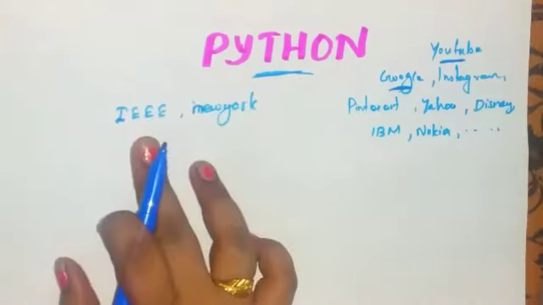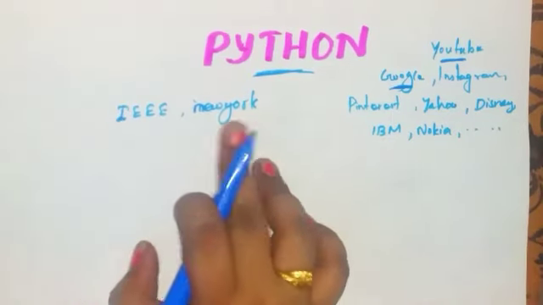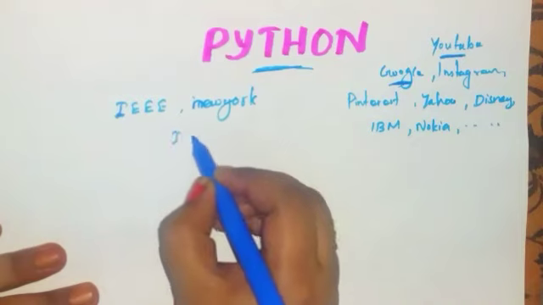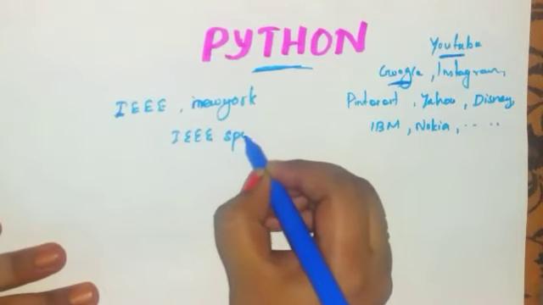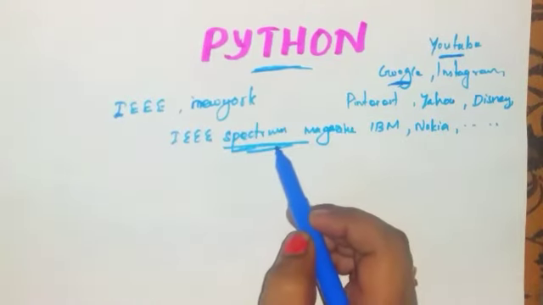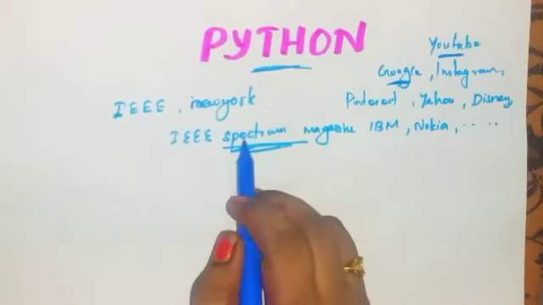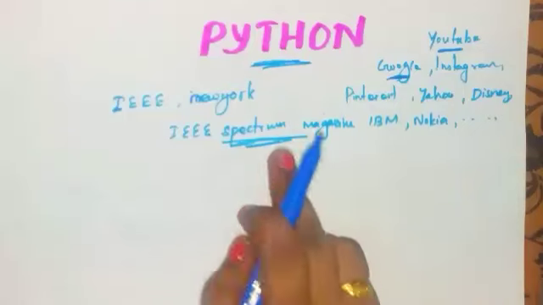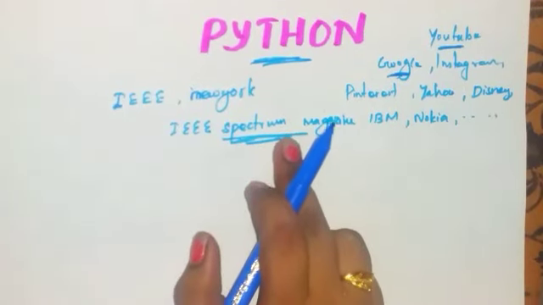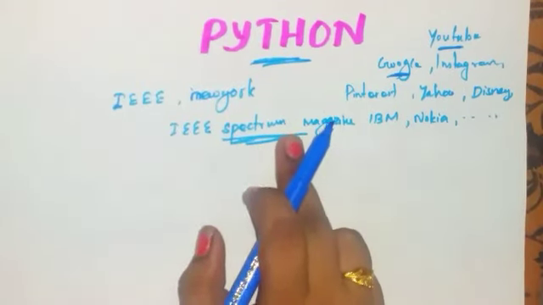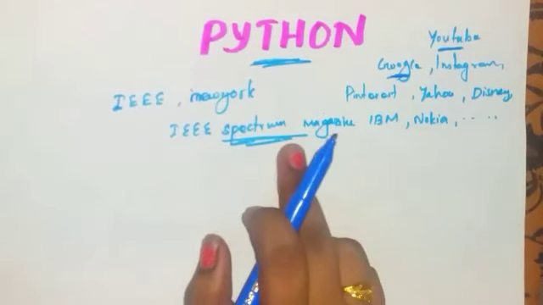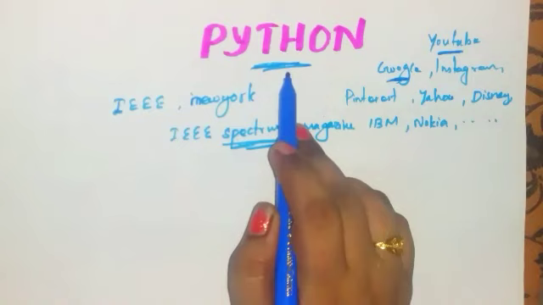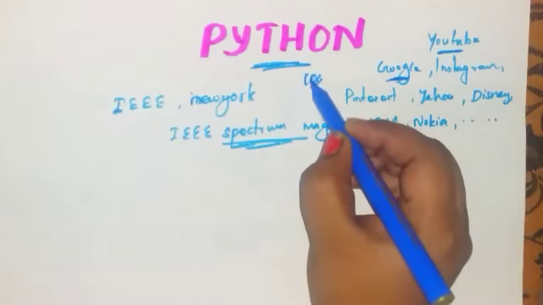Okay, IEEE engineers from New York published a magazine. That magazine is IEEE Spectrum magazine. In this magazine, the engineers published Python as a top level programming language. In this magazine, the statistical data of all the languages is given. In that statistical data, Python stands at first place, which means it scored 100%.